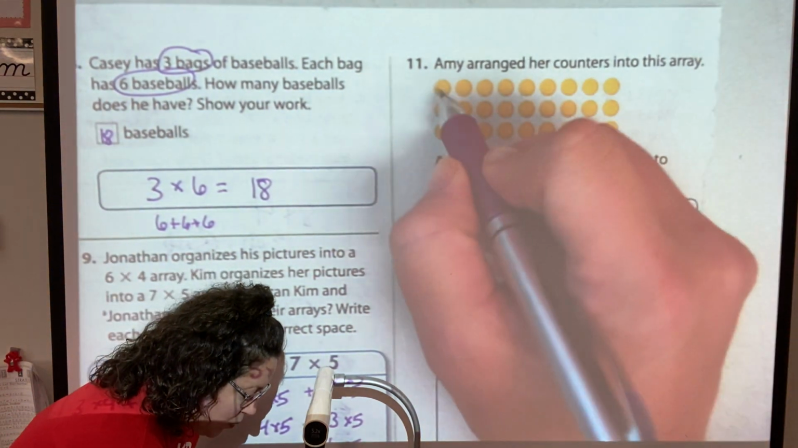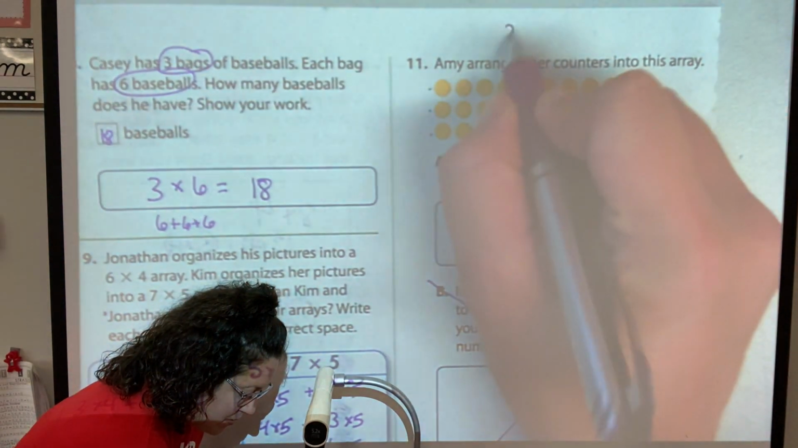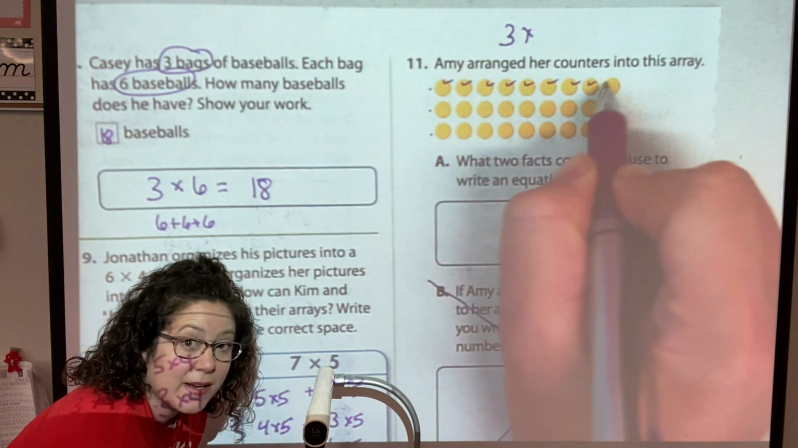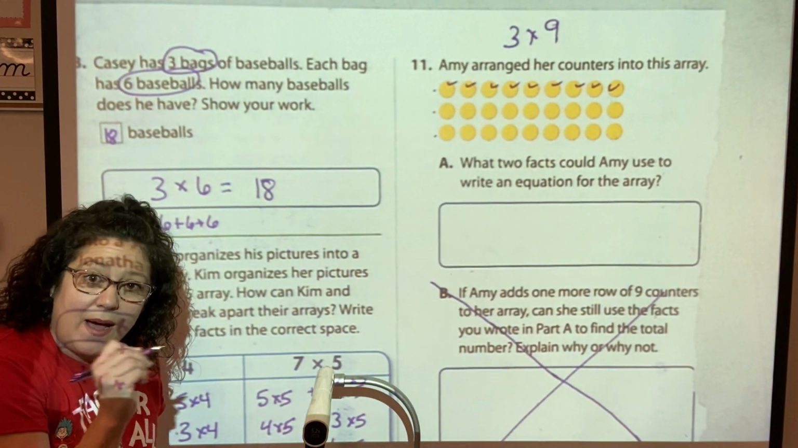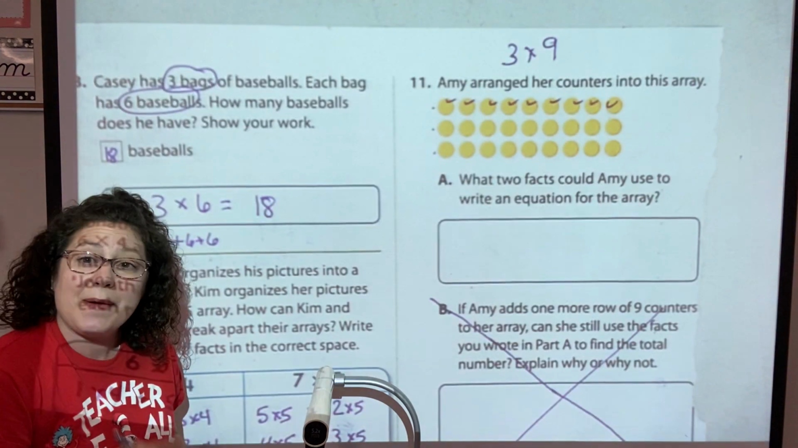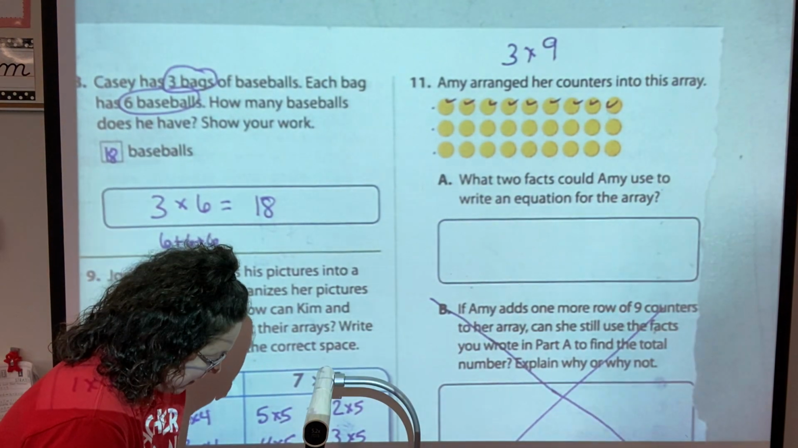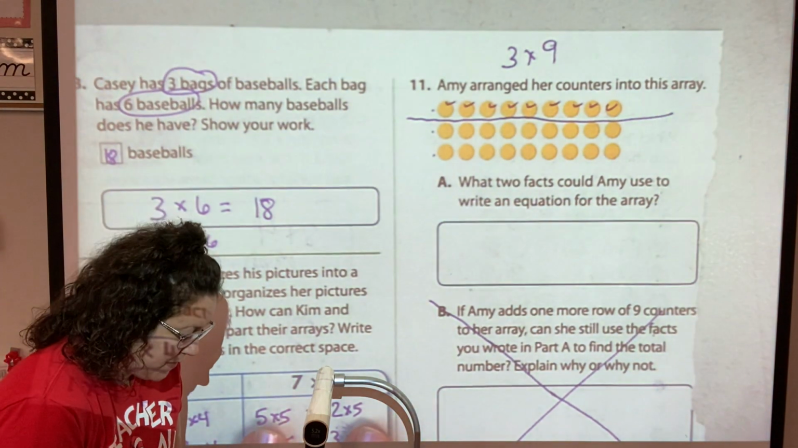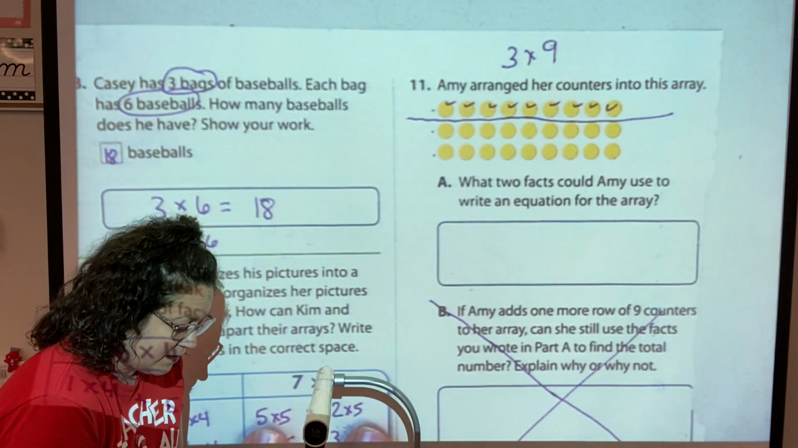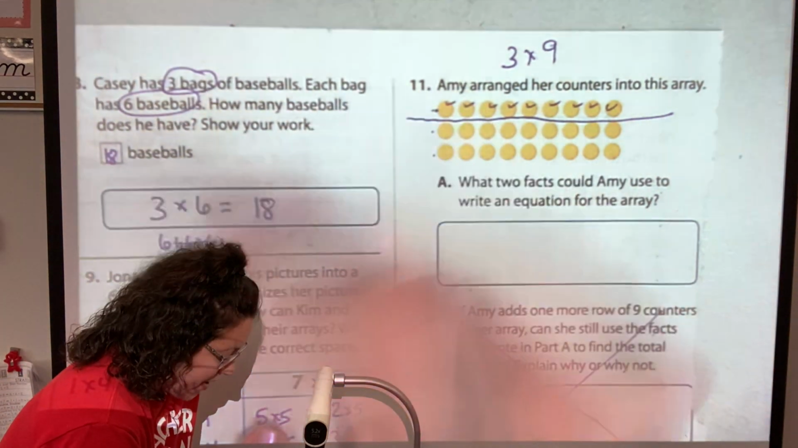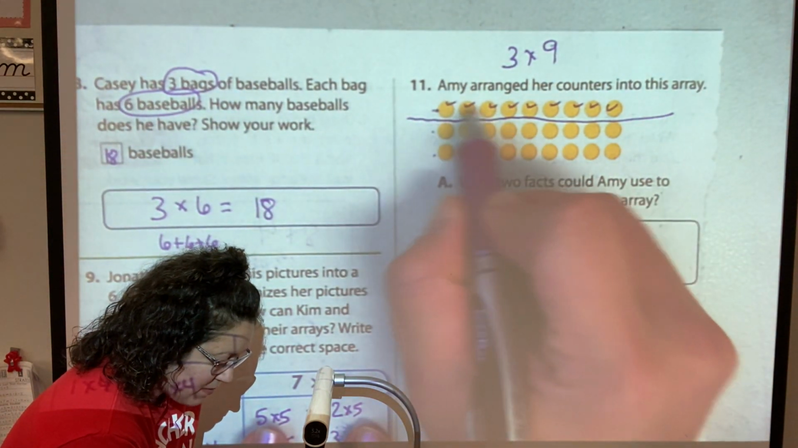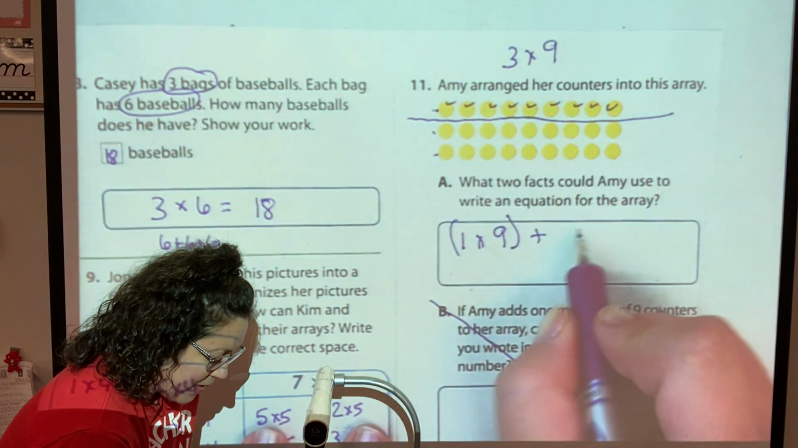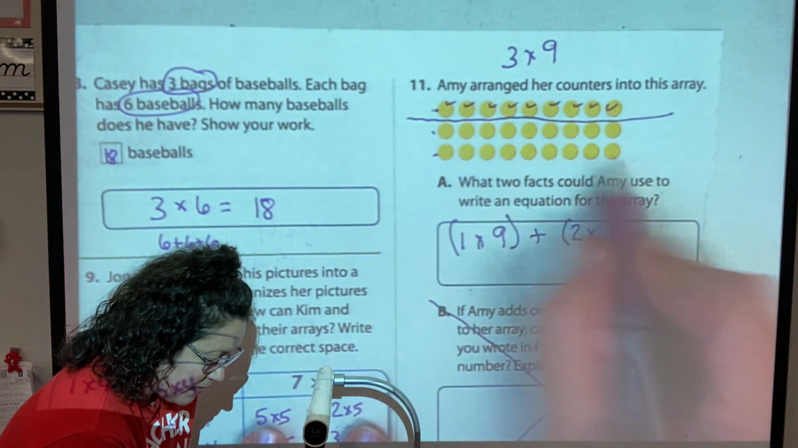So if I have 1, 2, 3 times 1, 2, 3, 4, 5, 6, 7, 8, 9. I always like to make my dots, so I make sure I count them all. So if I'm going to split my array, let's just say I split it right here. Okay? So then what are these 2 math problems? Well, this one is 1 row times 9 plus 2 rows times 9 in each row.